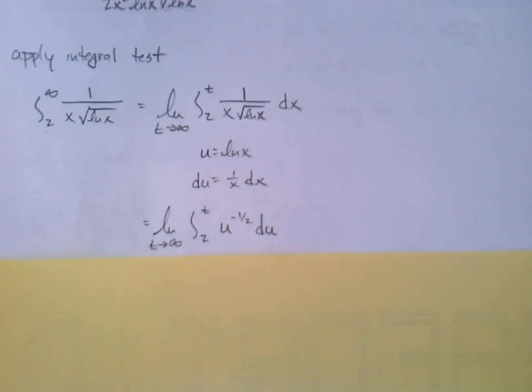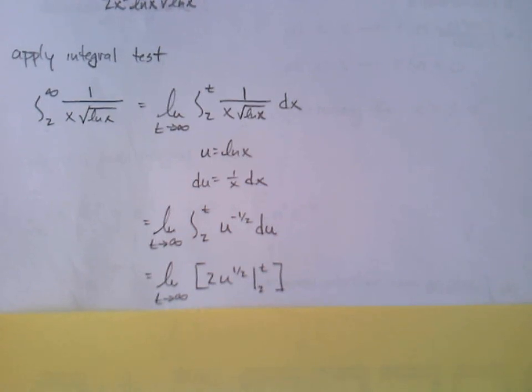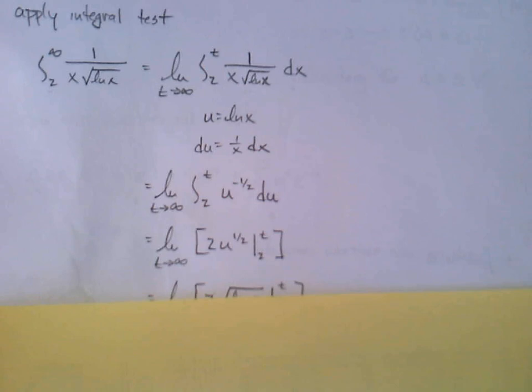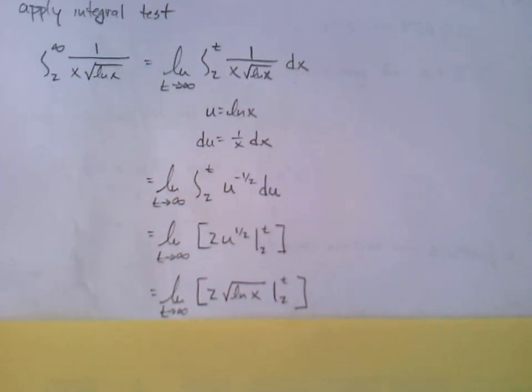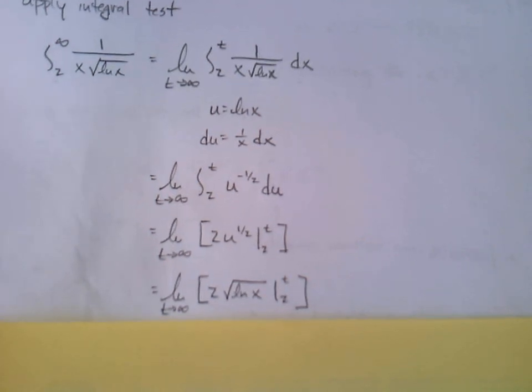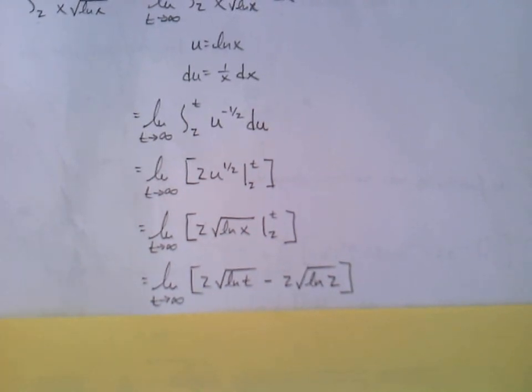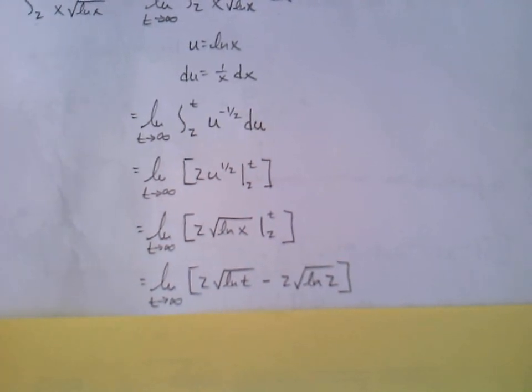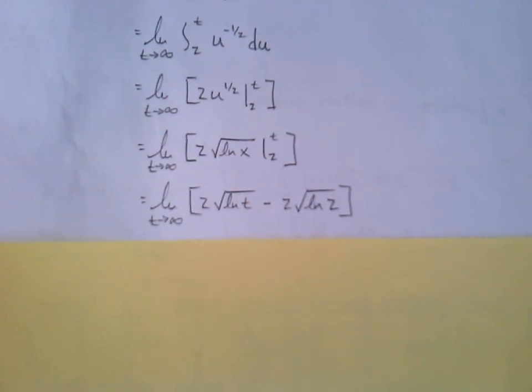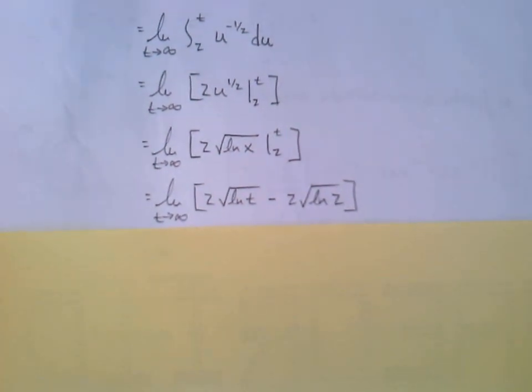We're almost there. Now we take our antiderivative: 2u to the 1/2 from 2 to t, limit as t goes to infinity. We've almost got it. Put our u back in: square root natural log x. Plug in your t. Plug in your 2.